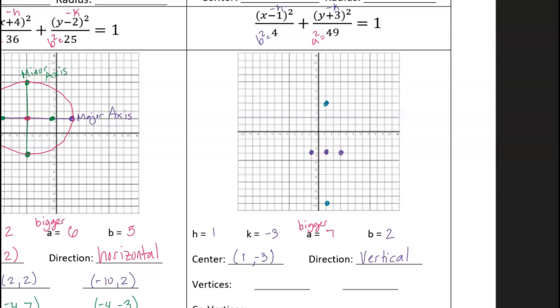If you get done graphing and you realize that your ellipse is not vertical, it just means that you graphed it the wrong way, and you need to switch.